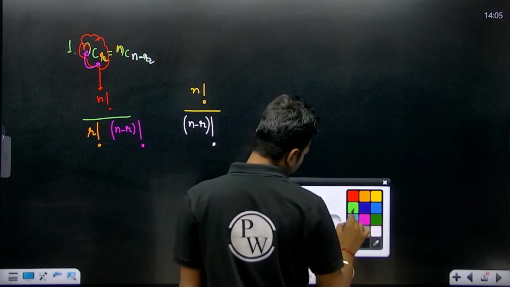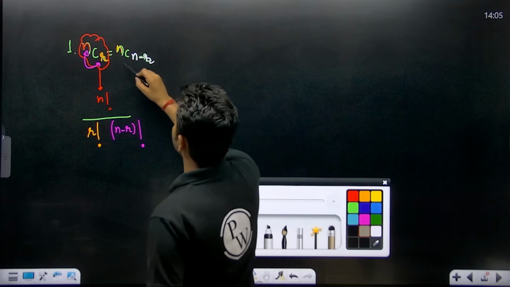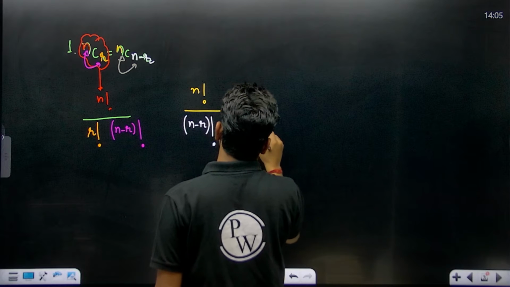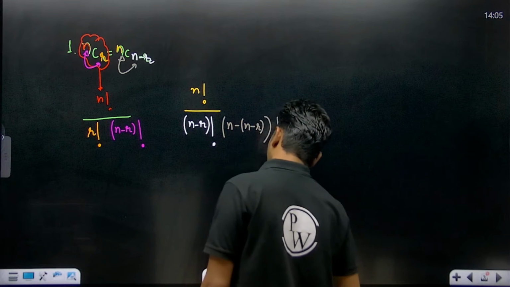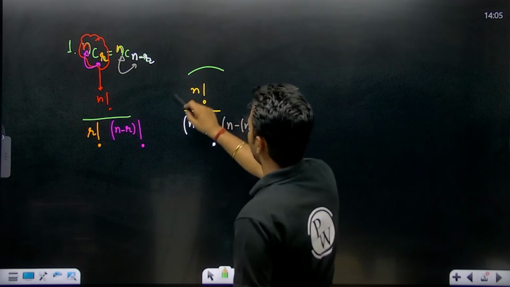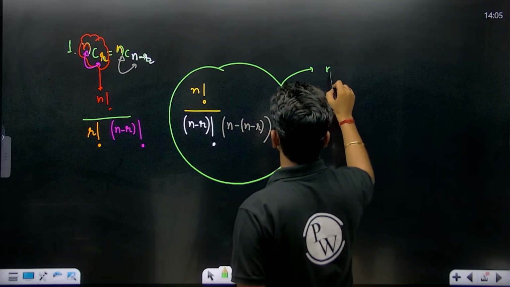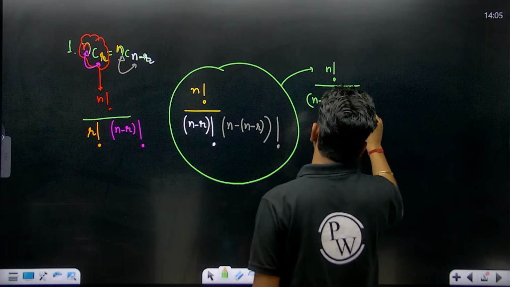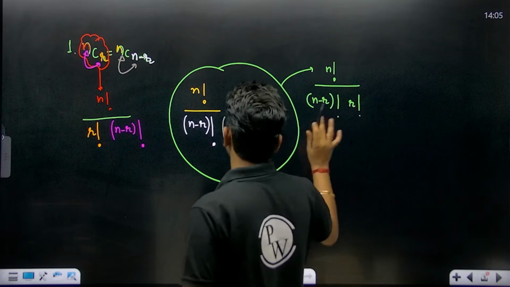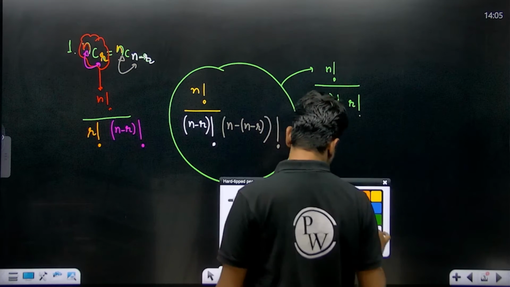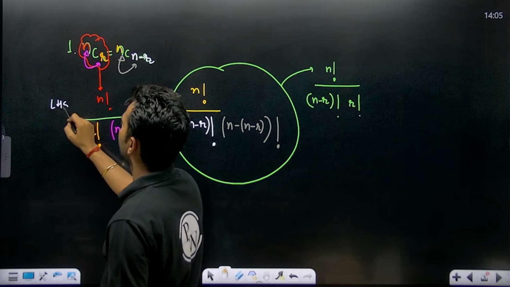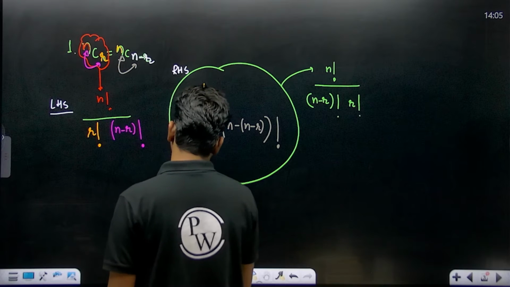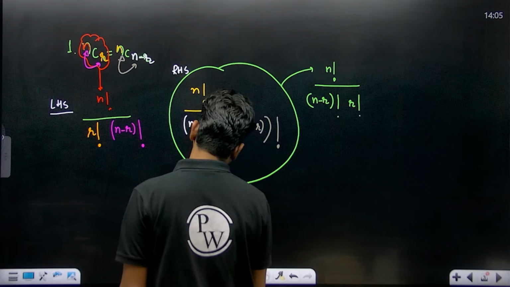Okay, then the subtraction of these two things is what we're going to write down. So it is going to be what? N minus r, and its complete factorial. Upon simplification, this is going to be n factorial upon n minus r factorial times r factorial. These two terms are equal, yes or no? This is our LHS and this is our RHS. So LHS equals RHS, hence proved.